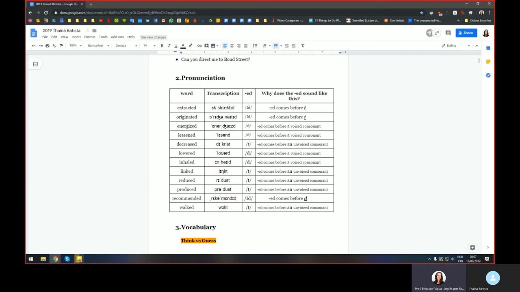All right, so the next one is pronunciation. Yeah, pronunciation again, the ED pronunciation for regular verbs. I did the same exercise. I chose some words that I have studied during my lessons, and then I searched for the transcription and classified the kind of ED pronunciation. Extracted. Yes. So, the ED is id, because ED comes before the t sound. Originated. Yes. The ED comes before a T sound, so it's id, the pronunciation. Energized, yes. Z sound, because the ED comes before a voiced consonant.